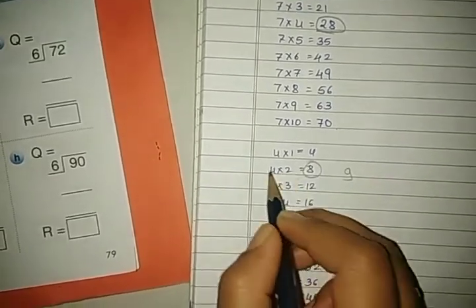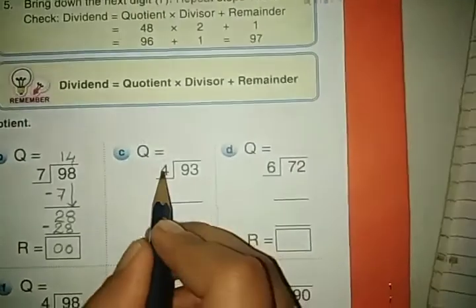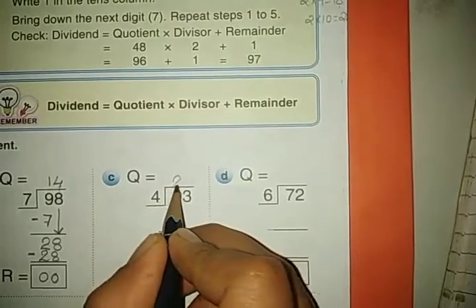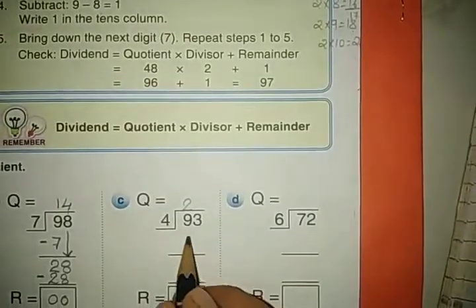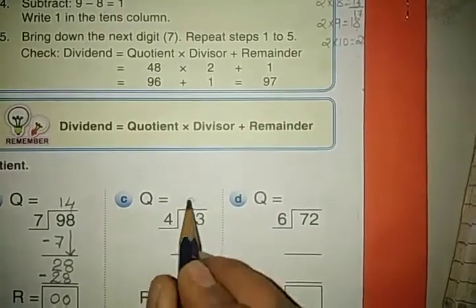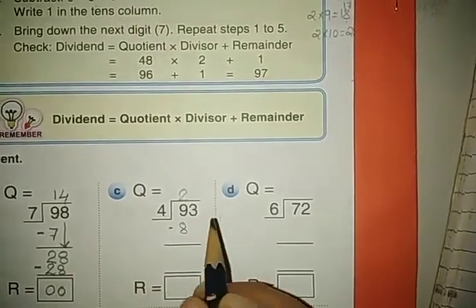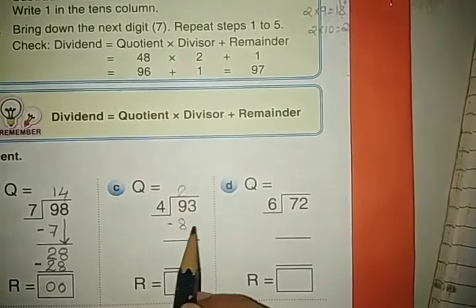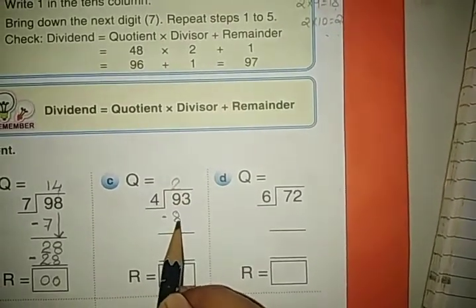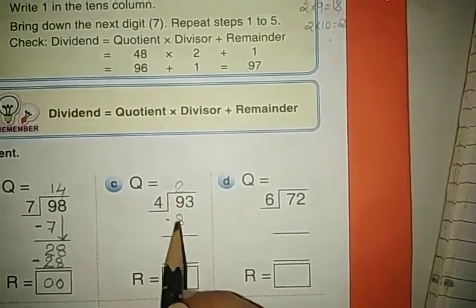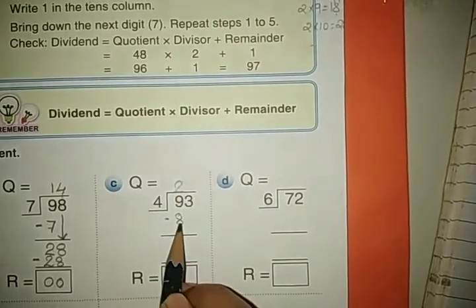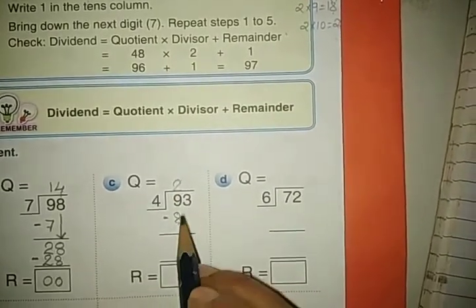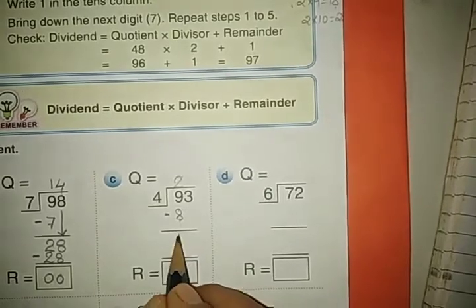That is 4 2s are 8. 4 is here, and 2 you are going to write here, and your answer 8 is here. 4 2s are 8. Remember this step: the 2 goes up in the quotient, and 8 goes down. Don't write 8 here and 2 here. Then subtract the numbers. 9 minus 8 is 1.